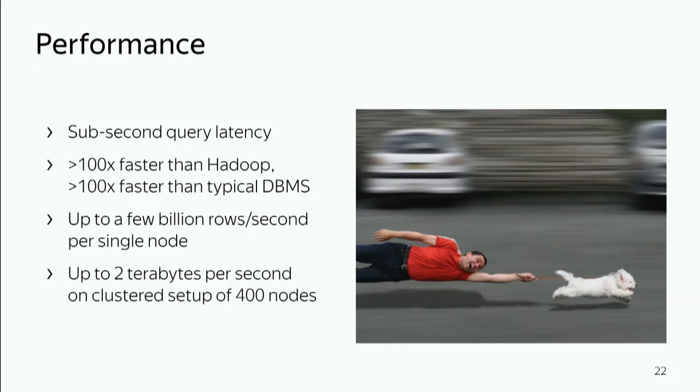In general, it's 100 times faster than Hadoop or MySQL or other typical databases. And also, some cool numbers: a few billion rows per second can be processed on one node. As I said, up to 2 terabytes per second in our metric cluster are processed, each second, every day.